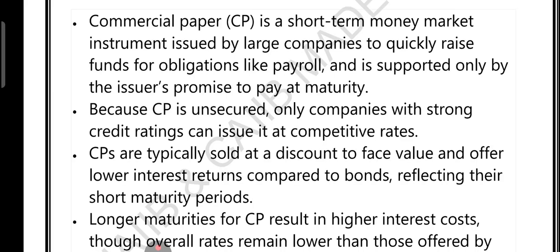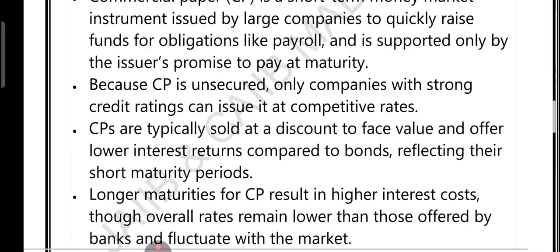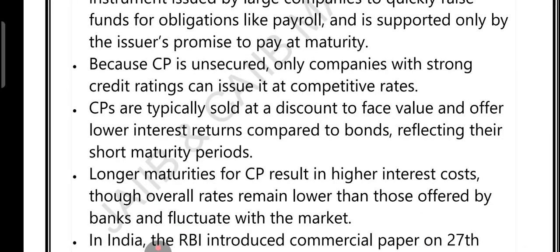CP offers a lower return than a bond. Commercial paper offers a lower return as compared to the bond, but it is popular due to its short duration. Very short duration it has. Right, a company can raise quick money, but the return they offer is lower than the bond. So longer CP terms mean higher interest cost, but still cheaper than a bank loan.